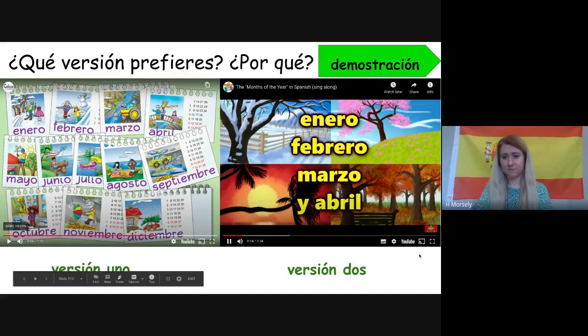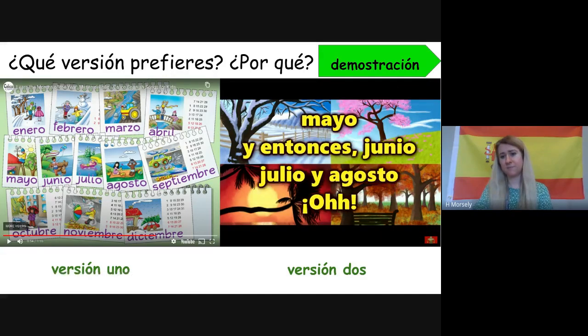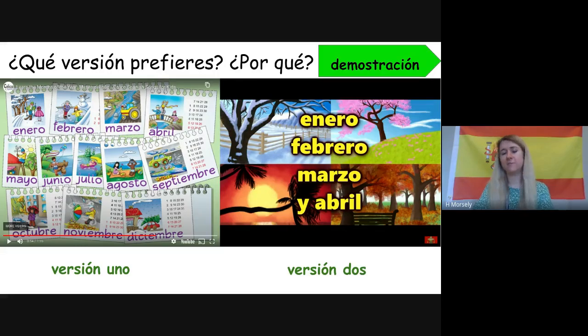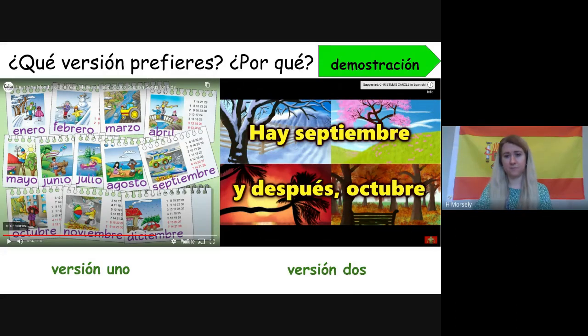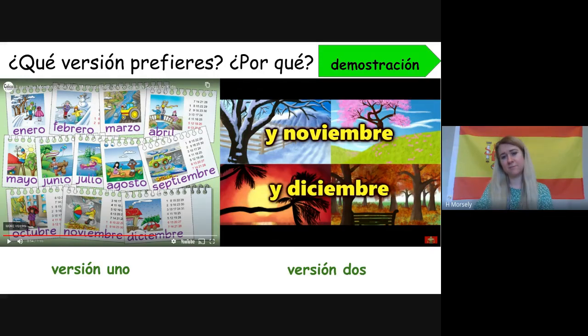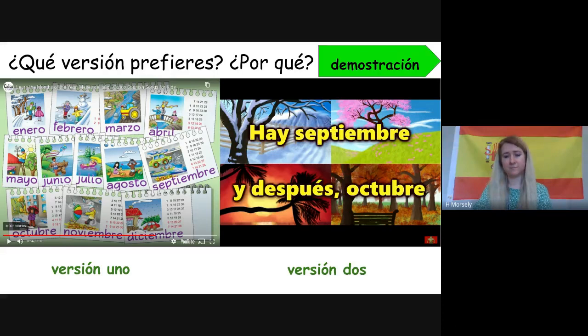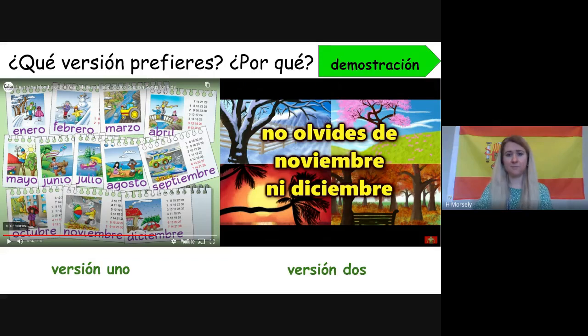Enero, febrero, marzo y abril. Mayo, entonces junio, julio y agosto. Hay septiembre y después octubre y noviembre y diciembre. No olvides de noviembre ni diciembre.